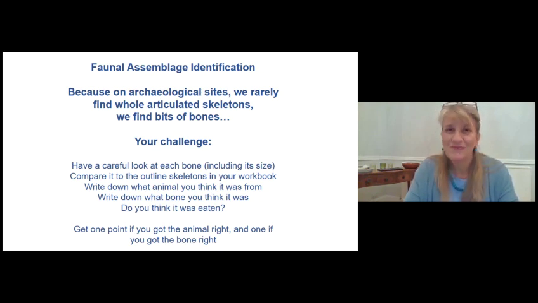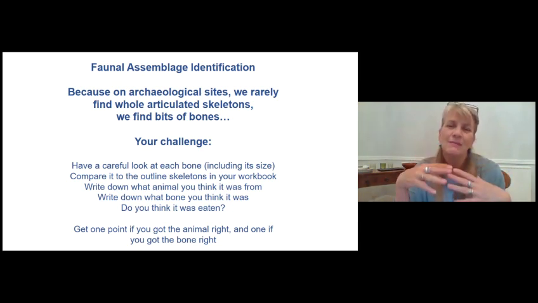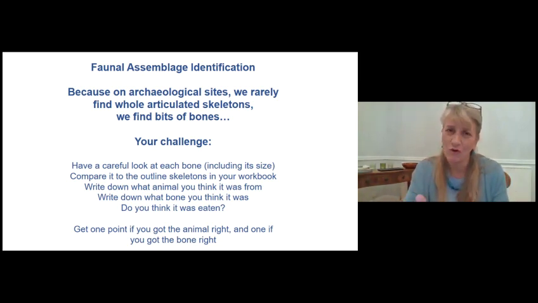So your challenge for the next few slides is to have a careful look at each bone and its size. We've included a centimetre scale on each slide so you can get some sort of idea of how big the bone is. Compare it to the outline skeletons in your workbook and write down what animal you think it might have been from. And if you can, write down what bone you think it was. You might be able to start that by eliminating which animals you definitely think it's not. Which animals are the size completely wrong? Which bones do you definitely think it isn't?